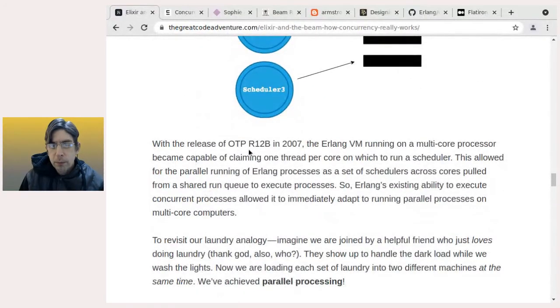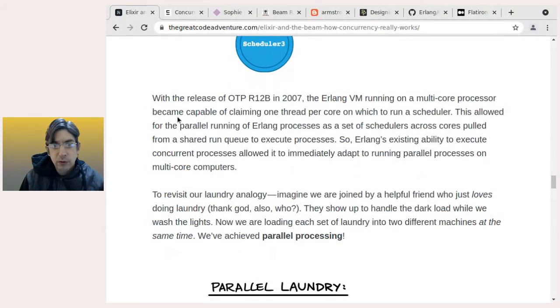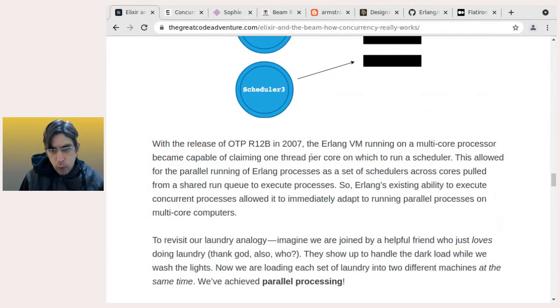With the release of OTP R12B in 2007, the Erlang VM running on a multi-core processor became capable of claiming one thread per core on which to run a scheduler.